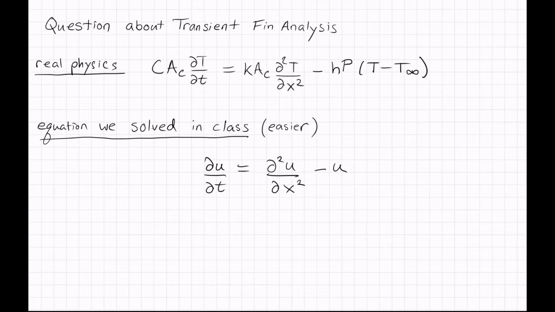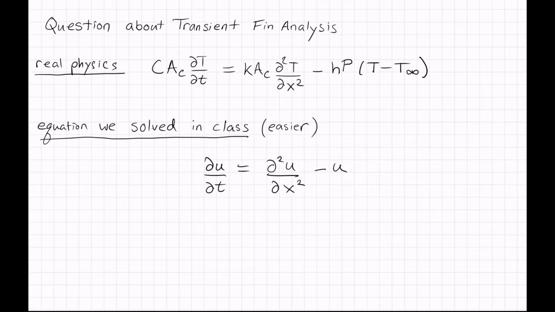So in class, I might have solved something that looked like du dt equals d squared u dx squared minus u, which kind of looks like a fin equation, but not exactly. It doesn't have any of the material properties or dimensions in it, really. And the question is, how is that connected to the real physics, right?